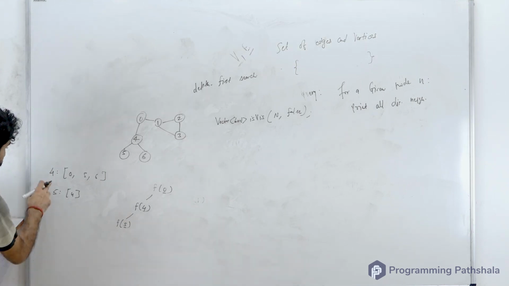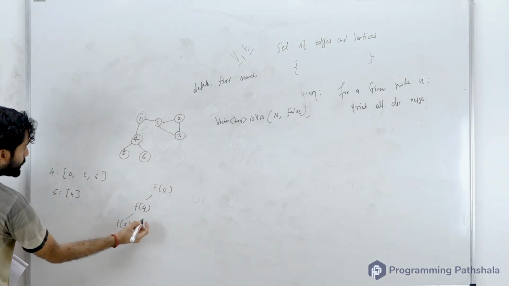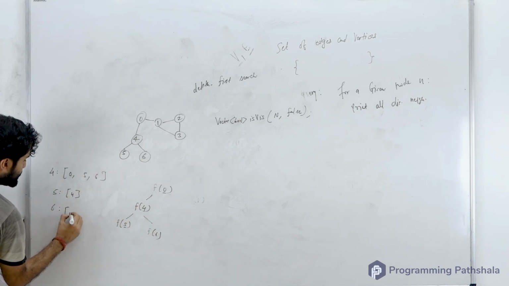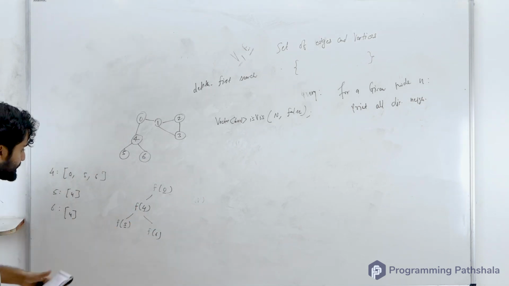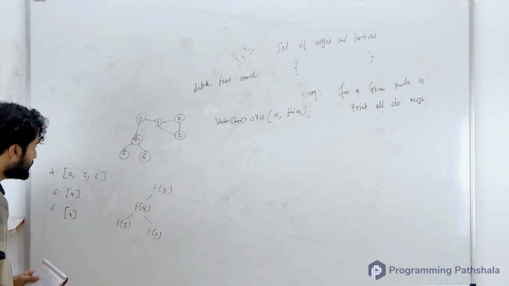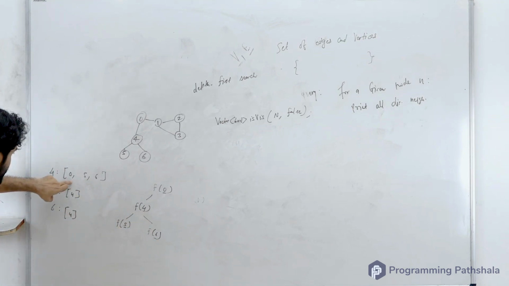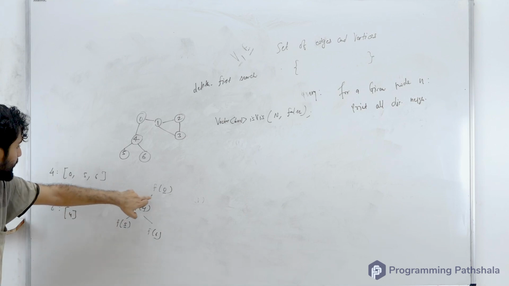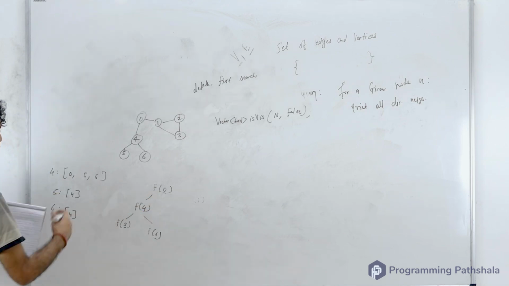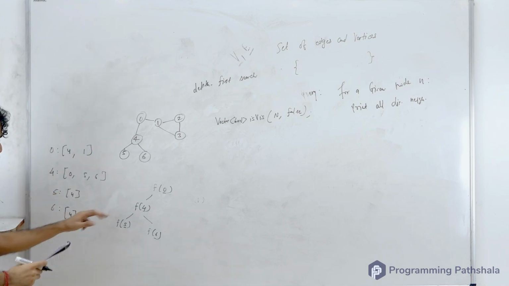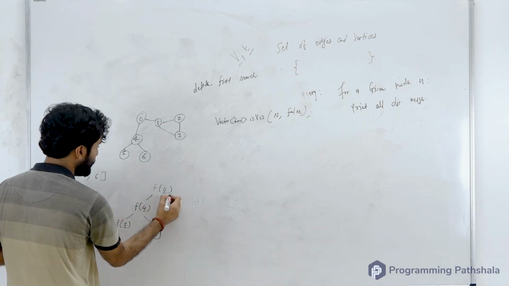Now at f of 4, you had called for this 5, and now you call for f of 6. So now in the adjacency list of 6, there will just be a 4, which is already visited. So this will also not do anything. So this also terminates, and now when the control comes to here, everything is done, so this also terminates. And now you come to f of 0. So in the adjacency list of 0, there was a 4, and then there was a 1. For 4 the call was made, and now for 1 the call will be made.